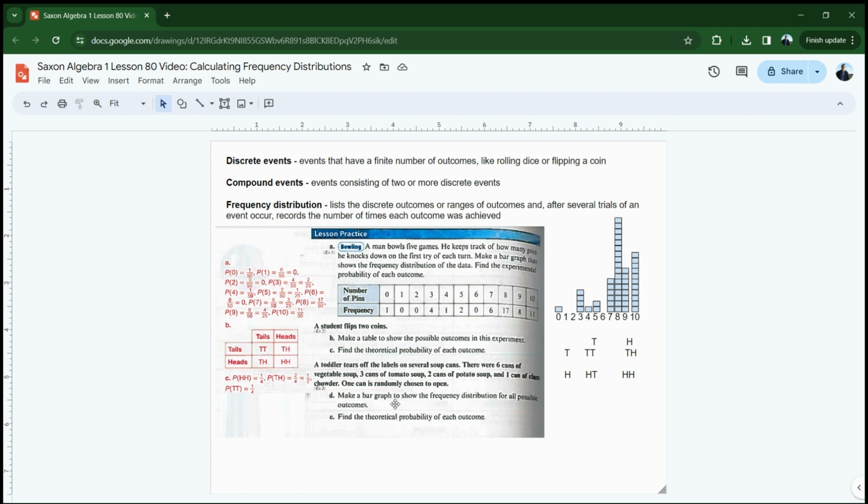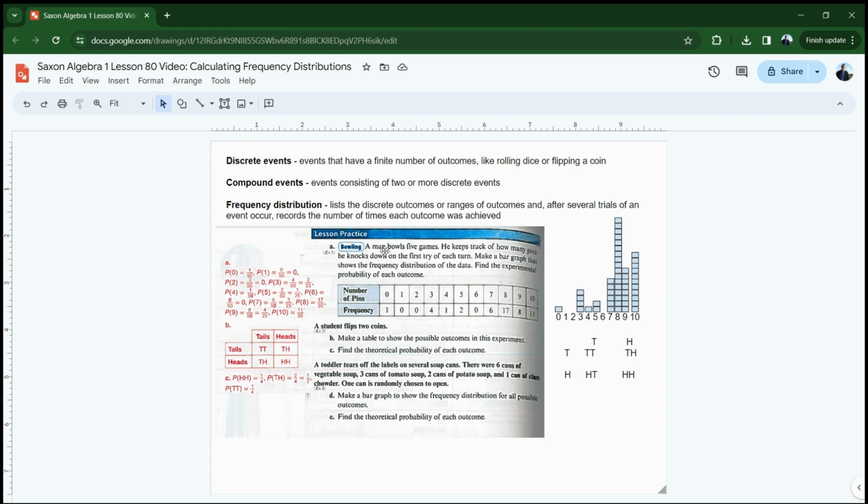All right, letter D. A toddler tears off the labels on several soup cans. So we're just going to eat a can of soup for dinner, and we don't know what it is because the labels are gone. There were 6 cans of vegetable, 3 cans of tomato, 3 cans of potato, 1 can of clam chowder. One can is chosen randomly to open. Make a graph to show the frequency distribution for possible outcomes.